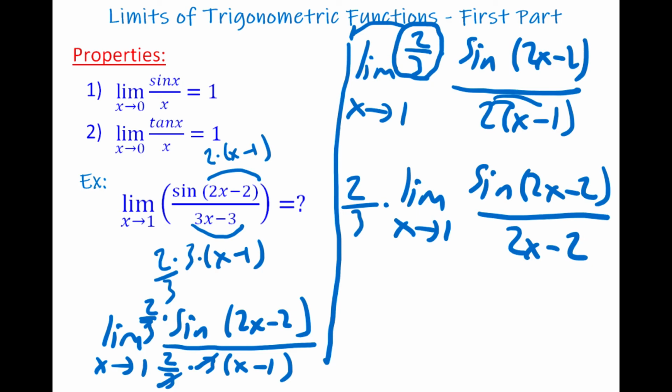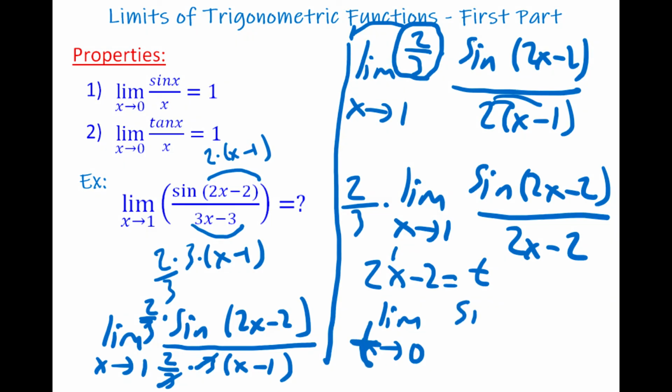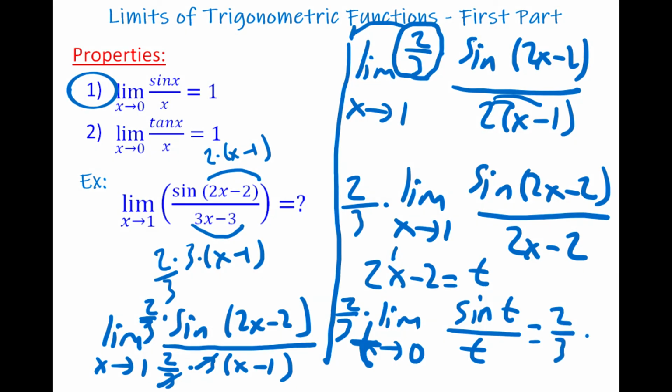So here we're going to think that, okay, let's say 2x minus 2 is equal to t guys. When x goes to 1, t is going to go to 0. So we can think of it in this way. Limit when t goes to 0, because when x goes to 1, just put 1 here, t becomes 0. So when t goes to 0, I'm going to have sine t divided by t guys. And as you can see, this is similar to the first property. Of course, there was 2 divided by 3 in front of it. So I'm going to have 2 divided by 3 times 1, which is 2 over 3 guys. And that is the final solution.